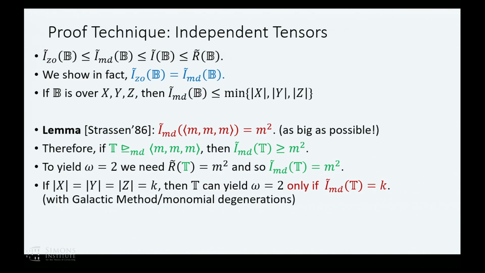Okay, so let me show you a sketch of how we do that. And the main idea is a nice lemma we prove that's about assigning a probability distribution to the terms of a tensor. So here it is.